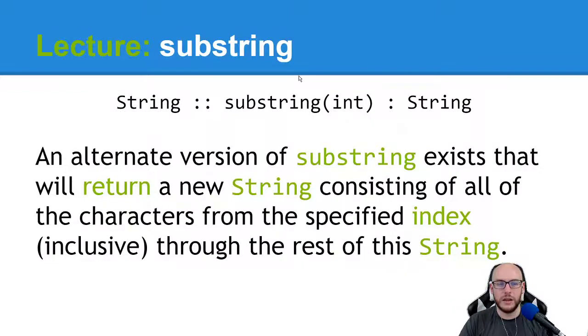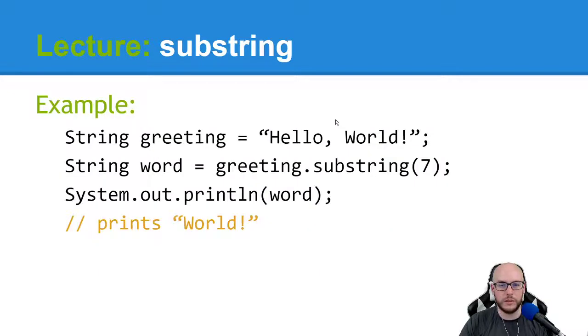Okay, this is where we left off. There's an alternate version of substring that will return a new string consisting of all the characters from the specified index, inclusive, through the rest of the string. This looks almost identical to the substring we've been talking about, except there's only one integer here instead of the 2. So let's look at an example.